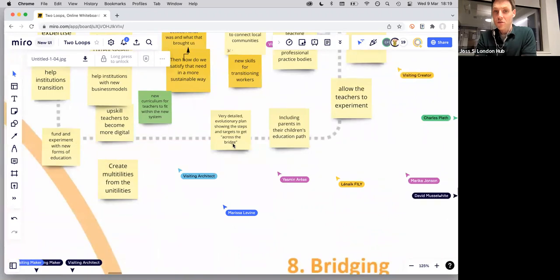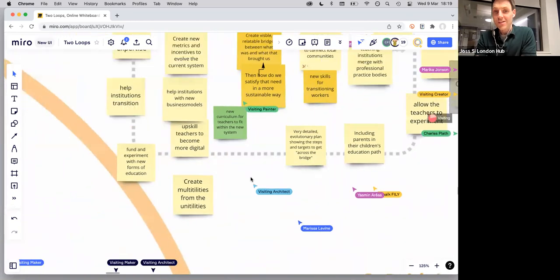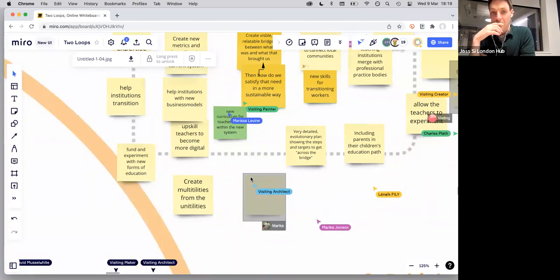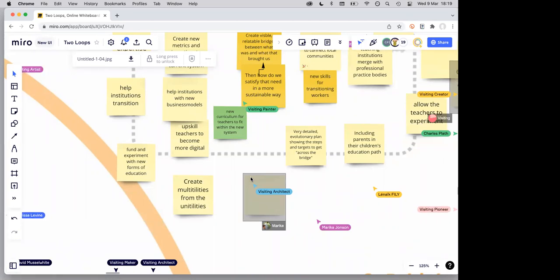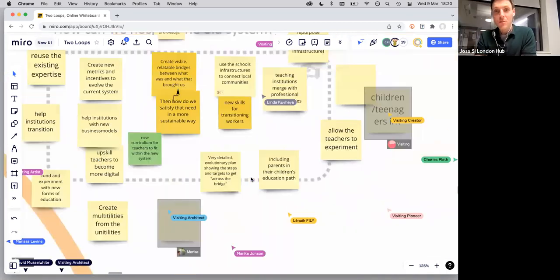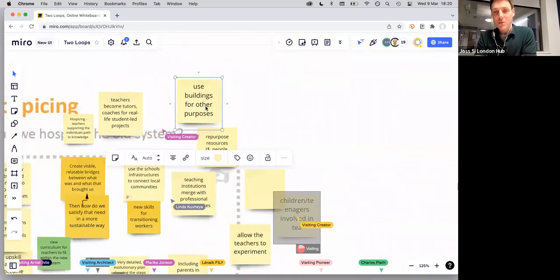Very detailed evolutionary plan showing the steps and targets to get across the bridge. Okay, create multiplicities from the utilities. Multiplicities from the utilities. Okay, fun. That's the idea that we create things that have one purpose, but they ought to have multiple purposes. Like going back to the museum or art gallery, that could be multiple different things, couldn't it? A museum could be a kind of multimedia center. It could be a school for people to learn. It could be many different things.